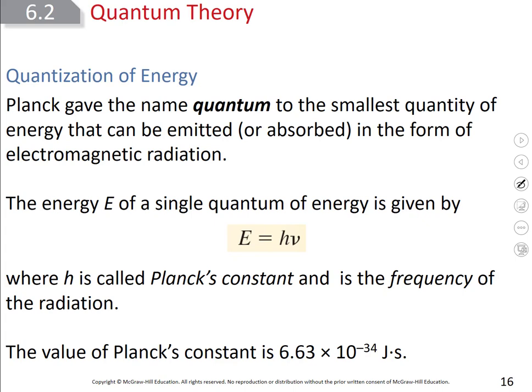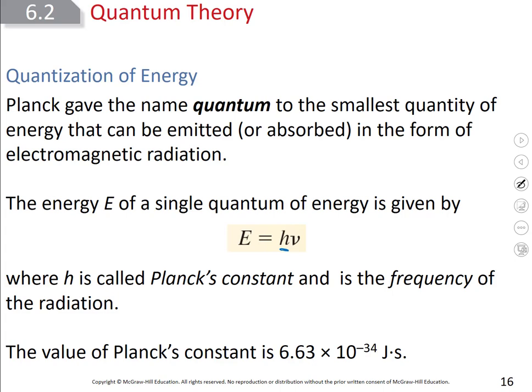He calculated the energy of this as being related to the frequency nu by a constant h. And because he's the one who calculated that constant h, it is named Planck's constant. Planck's constant has the value 6.63 times 10 to the negative 34 joules times seconds. That's a really small number, 10 to the negative 34. And it's joules times second, not per second.